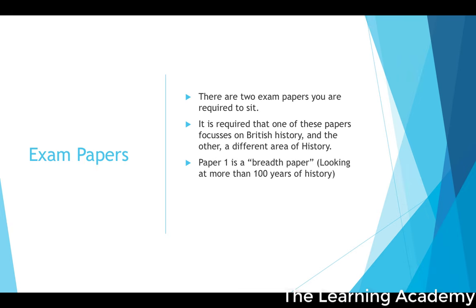Paper 1 is what's known as a breadth paper, which is looking at a branch of history that's more than 100 years. And then paper 2 is what's known as the depth paper, which is focusing on a smaller time frame in history. The specification outlines that the paper 2 depth paper is looking at a specific period of history where significant change happens.